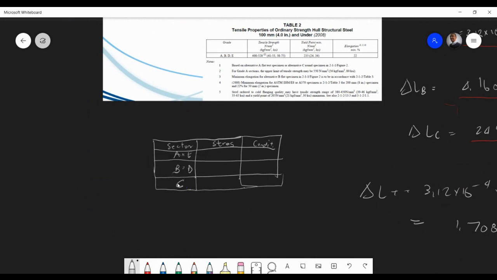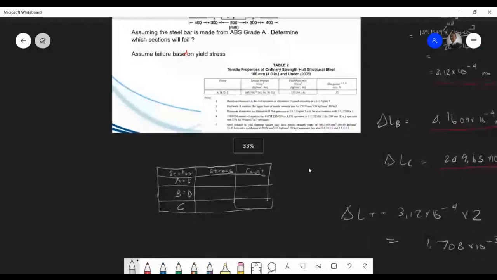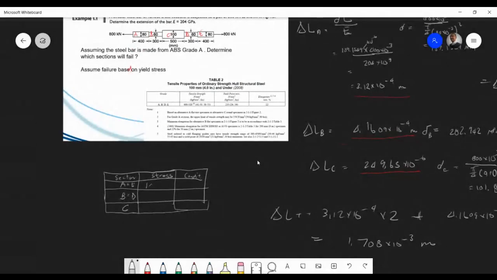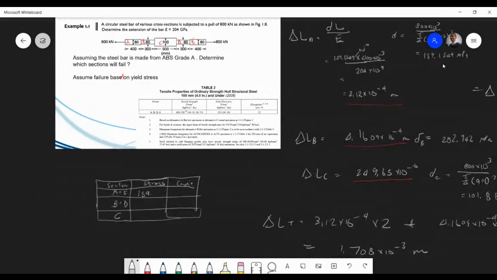So when I talk about this concept of failure, this is what I mean. The first thing is to look at the stress induced by this load. For the first one, this was 159. What was it? 154. I'll just call it 155, of course in megapascals. For B, got 282.942. And then for C, we have 100 odd, 100.86, let's say.